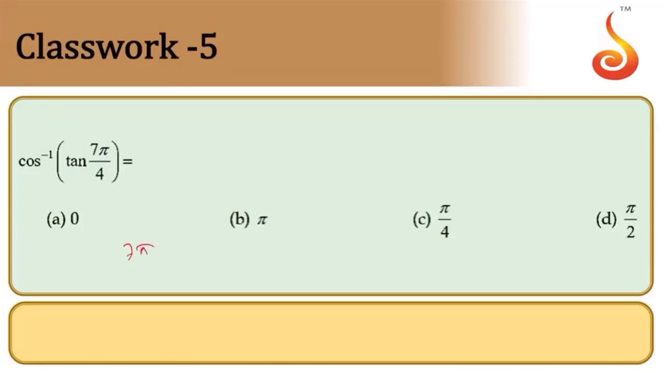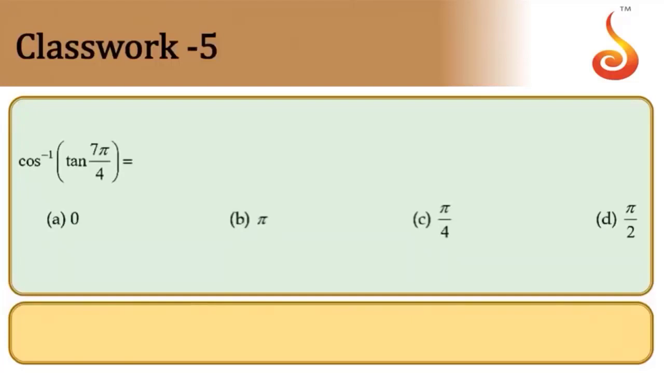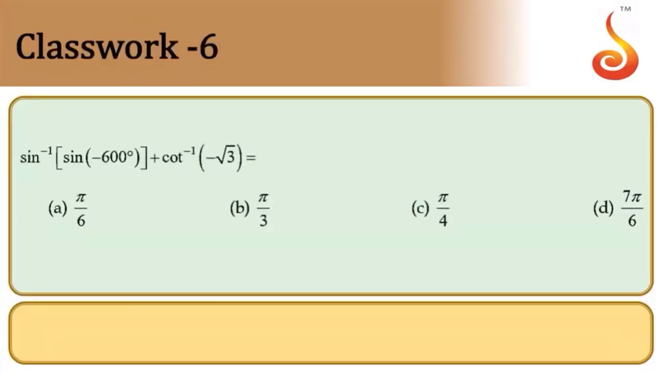Let's consider the next one. Cos inverse of tan 7 pi by 4. 7 pi by 4 is 2 pi minus pi by 4. Tan of 2 pi minus pi by 4 is minus tan pi by 4. So cos inverse of tan 7 pi by 4 is cos inverse of minus tan pi by 4, which is minus 1. And cos inverse of minus 1 is equal to pi. So the answer is B.